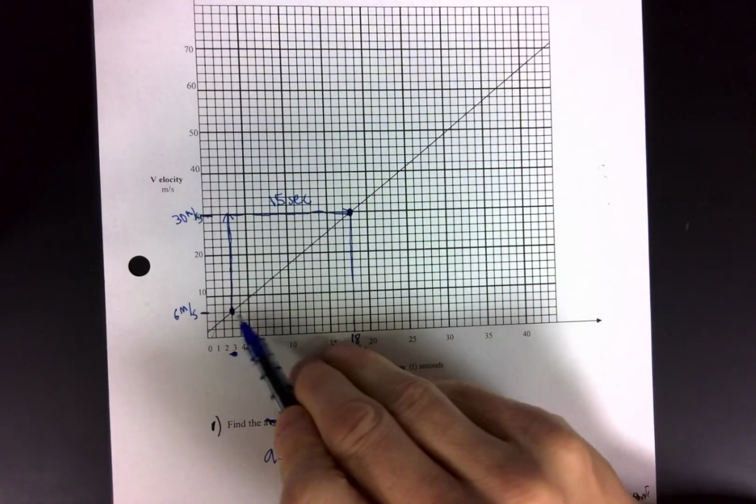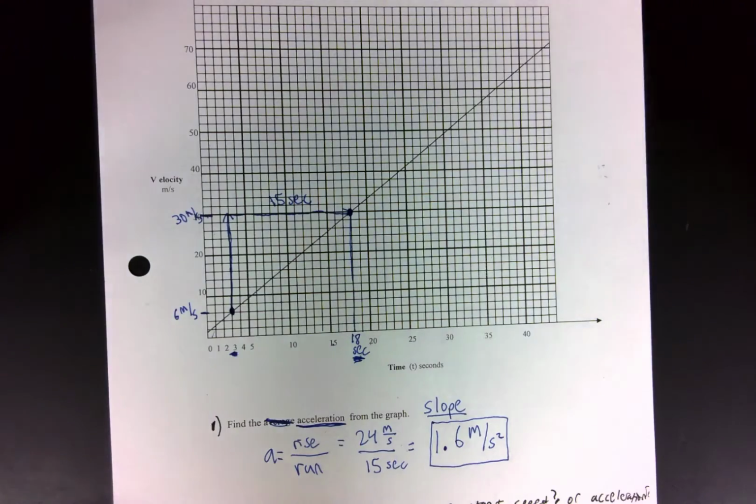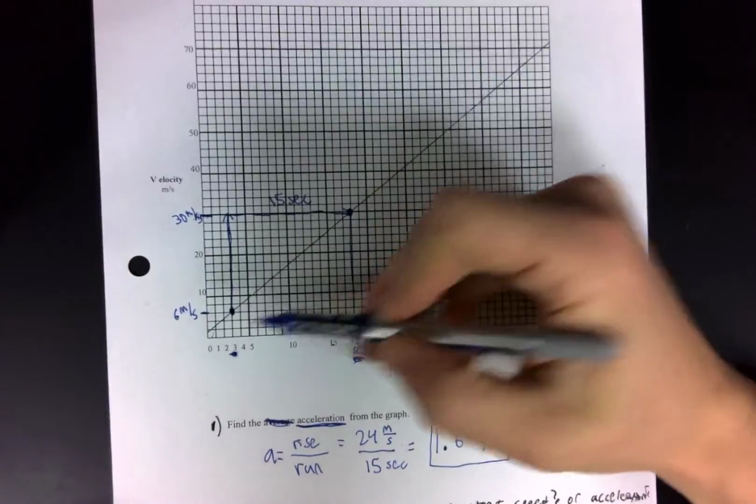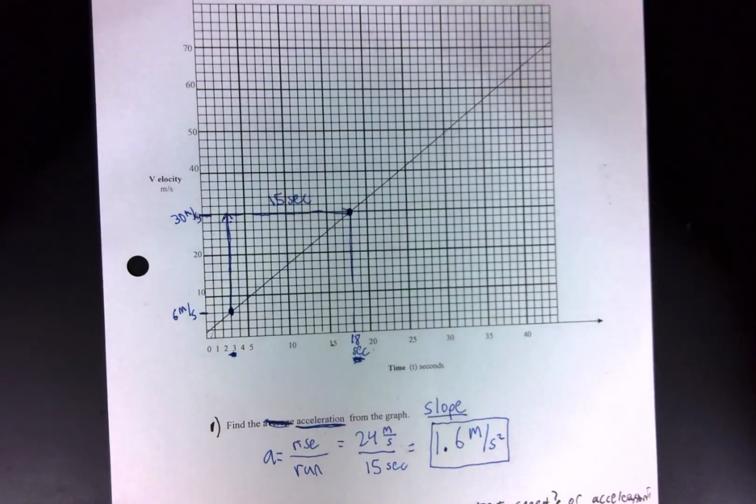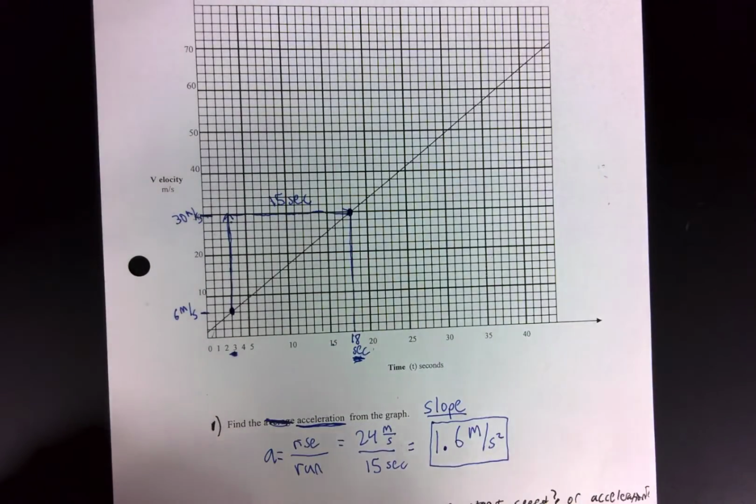So to summarize, find 2 points where your line crosses grid lines on the graph. Find out what the x and the y of those points are. Figure out your rise. Figure out your run. Divide them. And you get your acceleration.